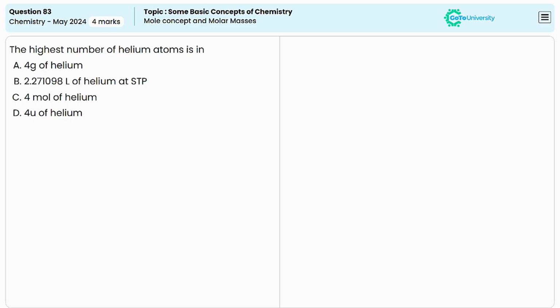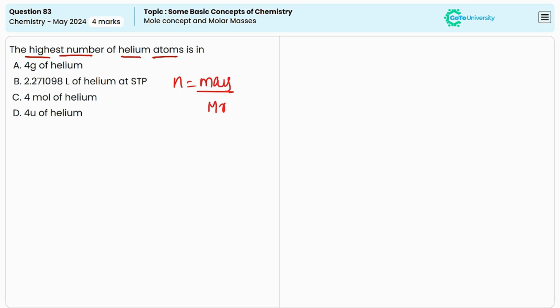In this question, different samples of helium atoms are given. We have to find out the sample which contains the highest number of helium atoms. In order to find out the number of helium atoms, we need to know the number of moles present in each of the samples. In order to find out the number of moles, we have several equations.